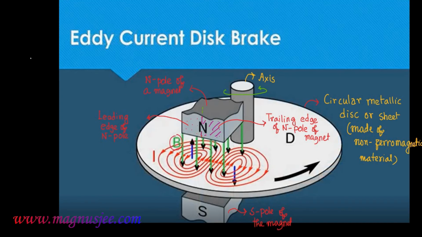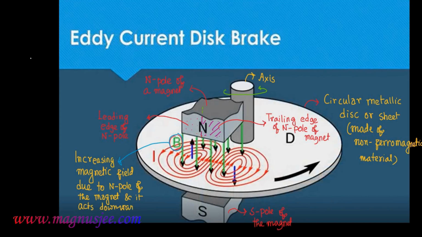Due to the leading edge of the north pole, an increasing magnetic field B is acting downwards. B is the increasing magnetic field induction which is acting on the circular metal disc due to the leading edge of the north pole of the magnet. This increasing magnetic field B acts downwards below the leading edge of the north pole, which is placed above the circular metallic disc.